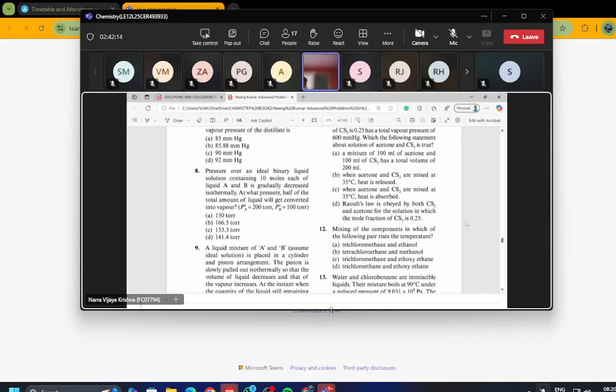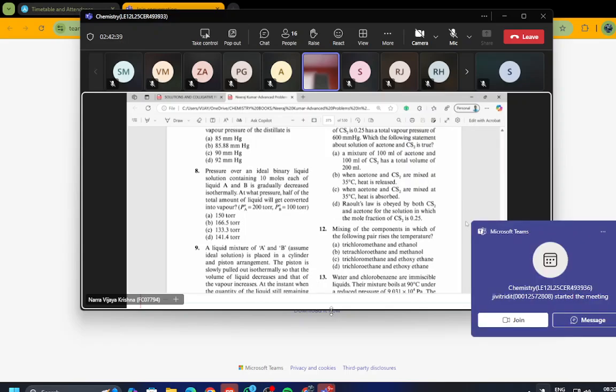Question number 8, sir. Try to understand. Pressure over an ideal binary liquid solution containing 10 moles each of A and B is gradually decreased isothermally. Means without changing temperature, the pressure is decreasing slowly, means the liquid is converting into vapor. At what total pressure will half of the total liquid get converted into vapor? Understand the question carefully.